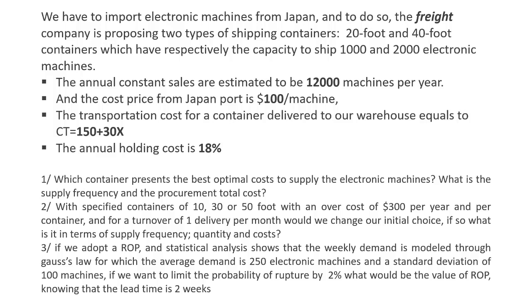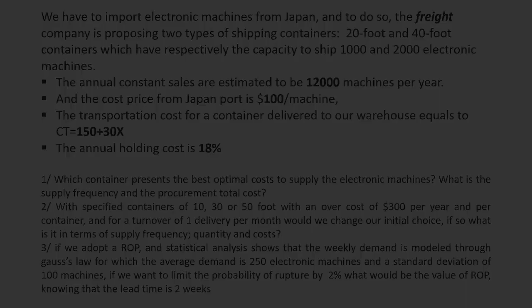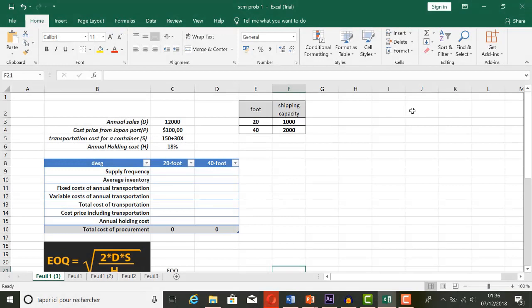In order to answer the first question, we must understand how much we are paying for each of the containers. So without further ado, let's open a spreadsheet in Microsoft Excel. To compile these costs and variables, I've copied some of the data and I've used the notations which correspond to the formula. So once again, we sell 12,000 of these machines in a year. The cost price we pay from the port is $100 per each item.